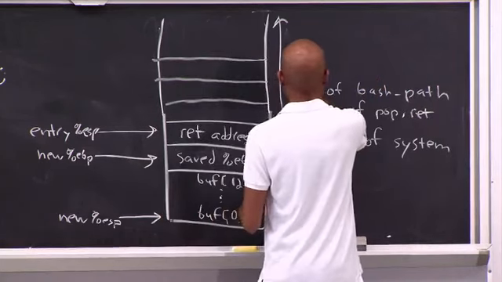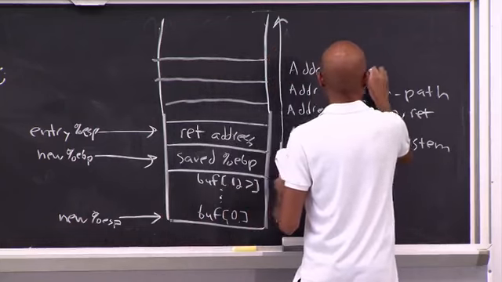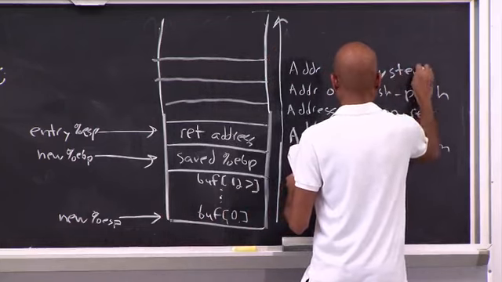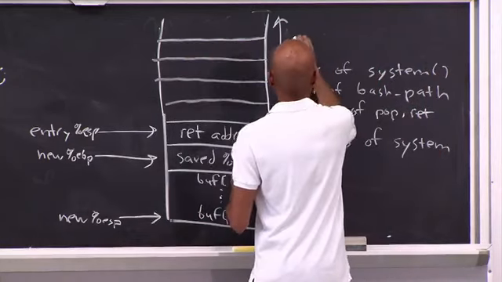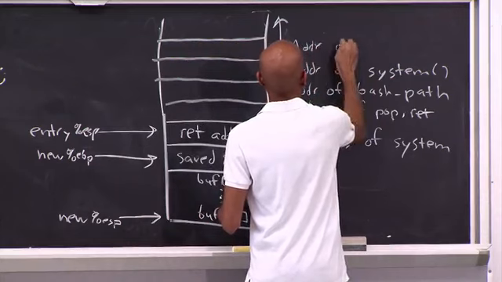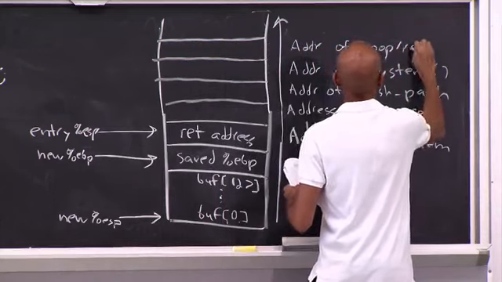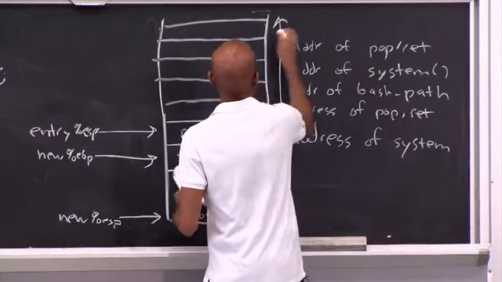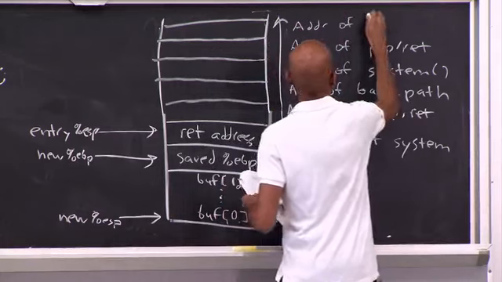So we're going to put the address of system, the address of the pop ret gadget, and then the address of bash path.